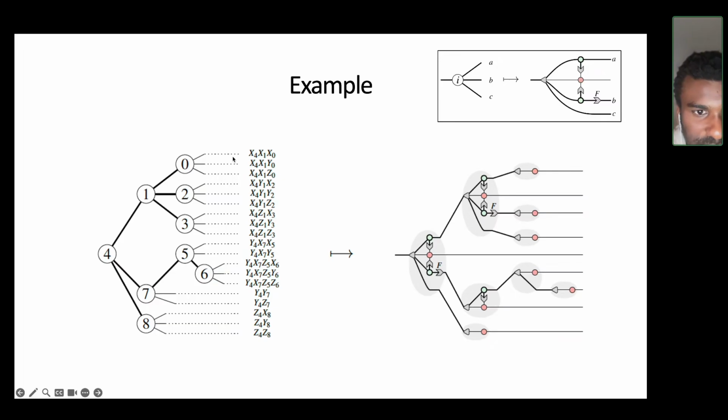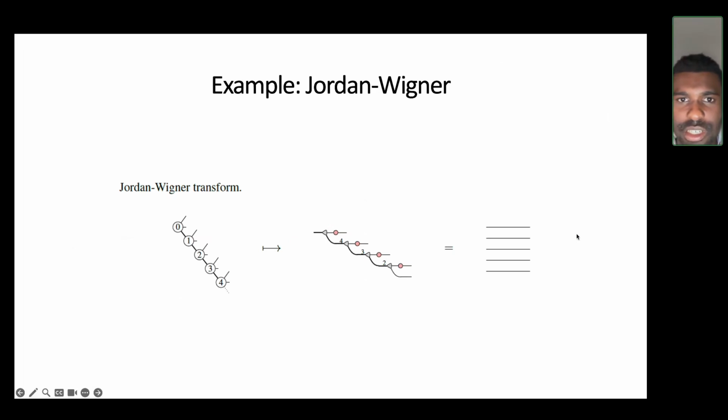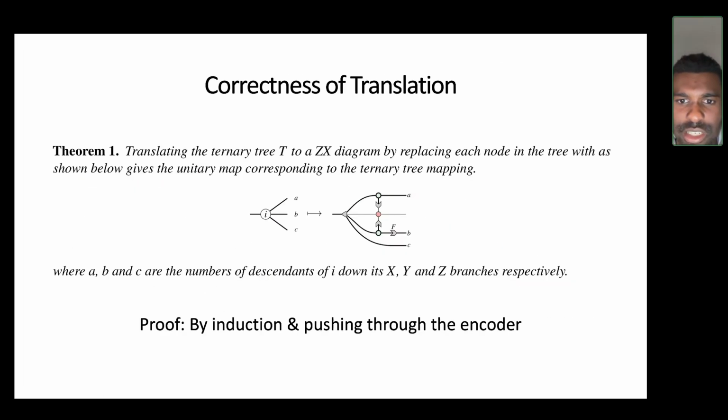If you look at this ternary tree example, and at each step replace the nodes of the tree with this piece of scalable ZX technology, and then apply simplification rules, you'll eventually reach a diagram that looks like this, with Z's on the left and X's on the right. And from this you can extract, did I put the algorithm?